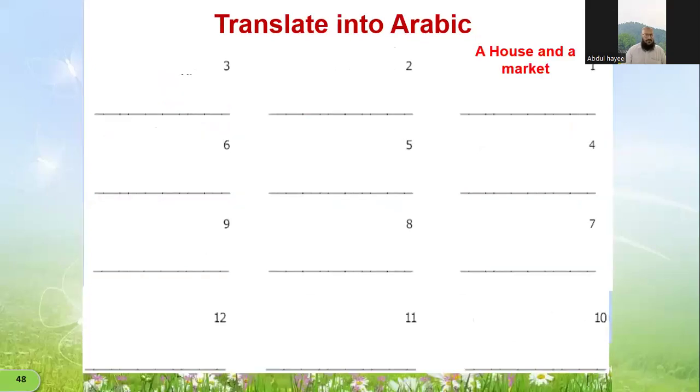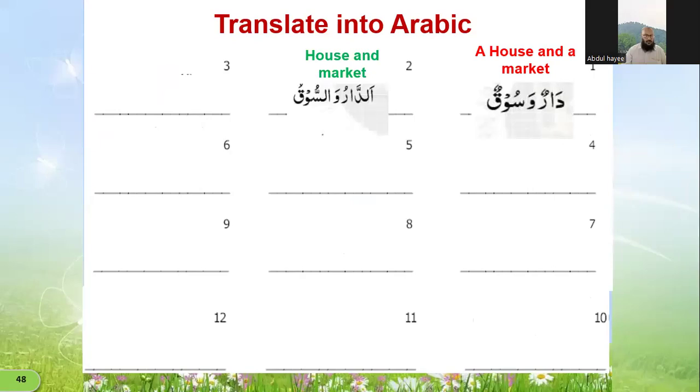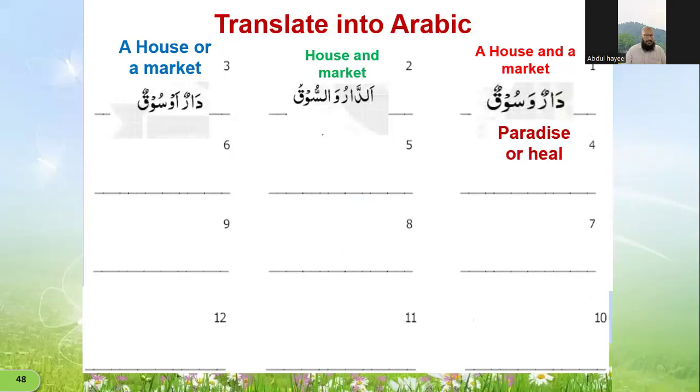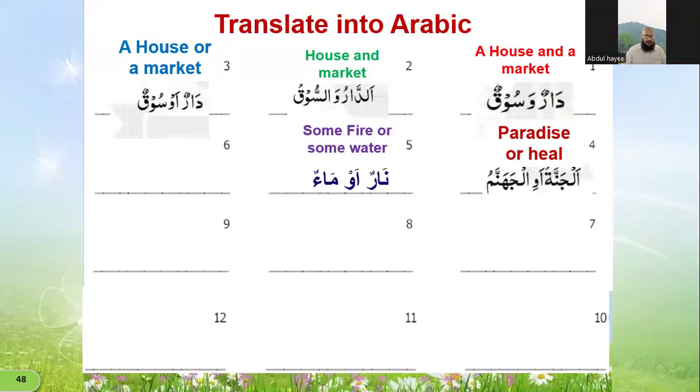Let's translate into Arabic. A house and a market. Darun wa sukun, house and market. Ad-daru was-suqu. A house or market, darun aw sukun. Paradise or hell, al jannatu aw jahannam. Some fire or some water, narun aw ma'un. Fire and water, an-naru wal ma'u.